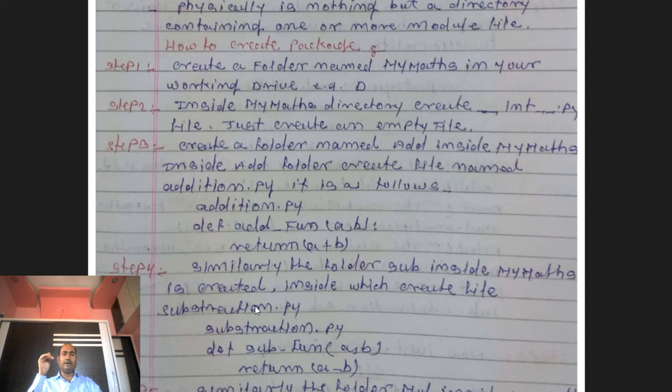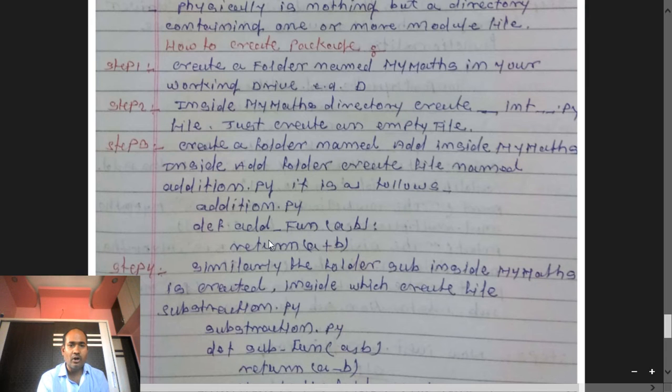In step 3, create a folder named add inside my math. Inside the add folder create a file named addition.py. So in the my math main folder, saved in the D drive, we create the add folder, and in the add folder we create the file addition.py, and in that addition.py we type the Python code as follows: def add_fun(a, b): return a + b.